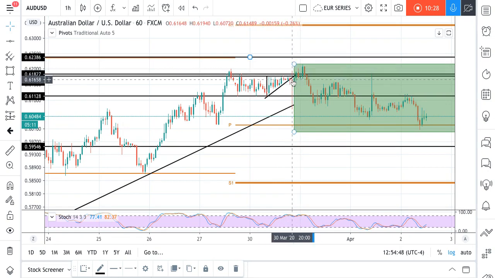Notice, even when the buyers try to come in right here, the buyers try to bring it up, bring it up, bring it up. They don't get up here. They don't come anywhere near our stop loss, and then our take profit is hit. Look at that. Our take profit is hit in less than an hour.